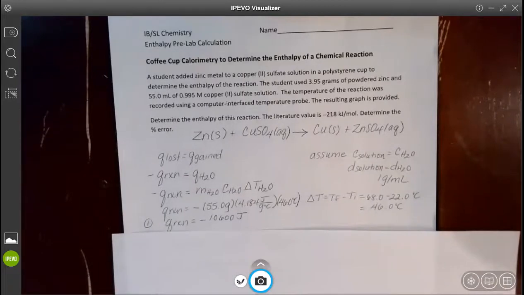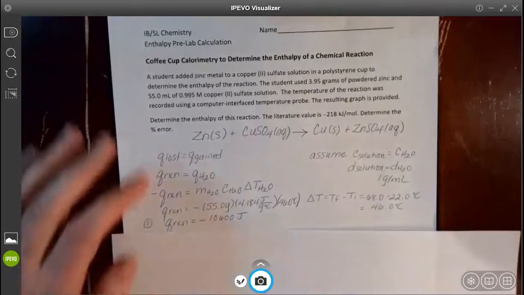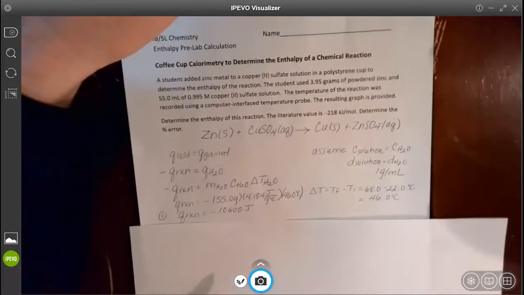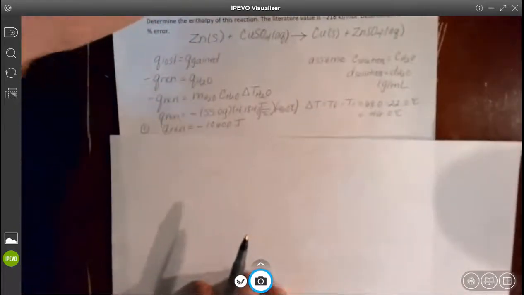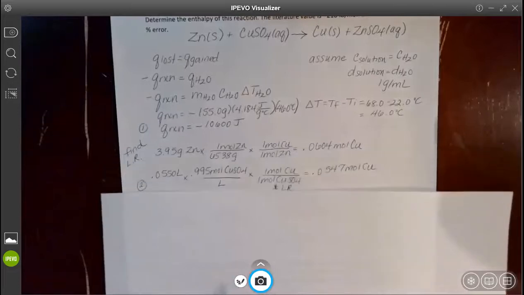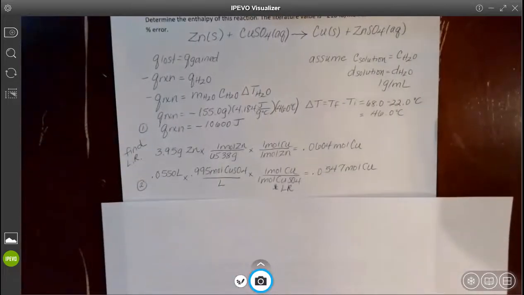Okay, enthalpy is a molar quantity, which means in step 2, we have to figure out how many moles of limiting reactant we had. Now in this problem, it's not clear what the limiting reactant is, so we have to determine that. So that's part 2.